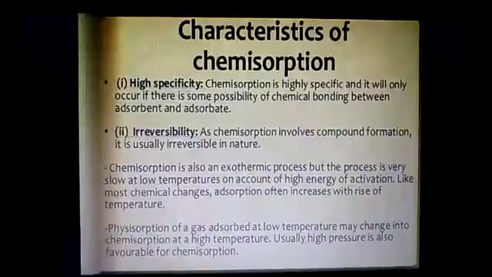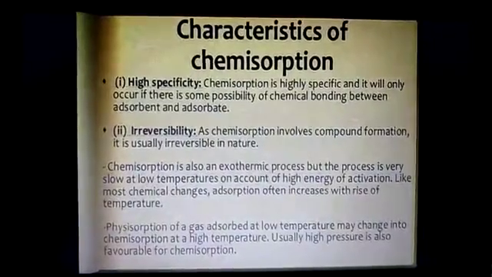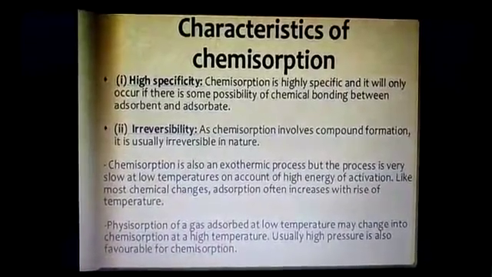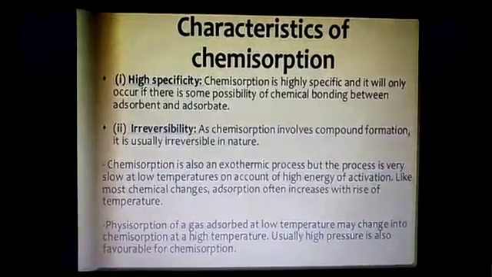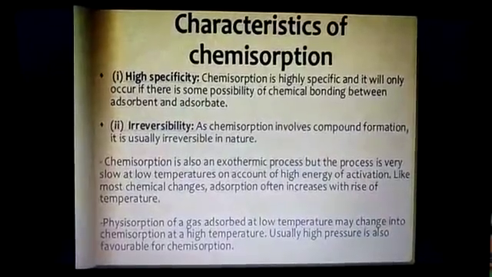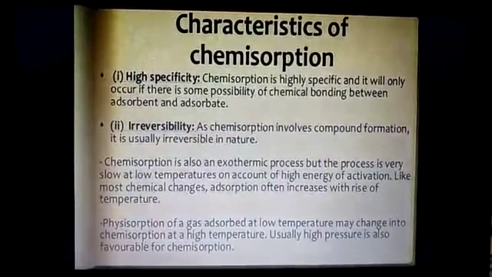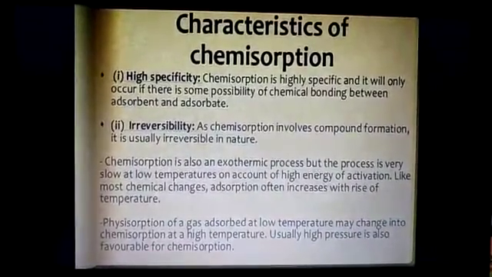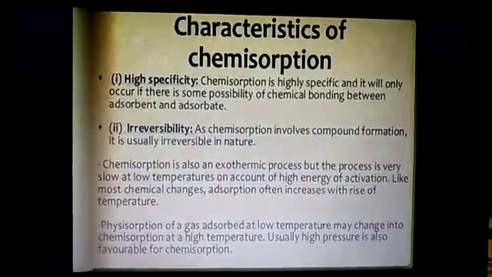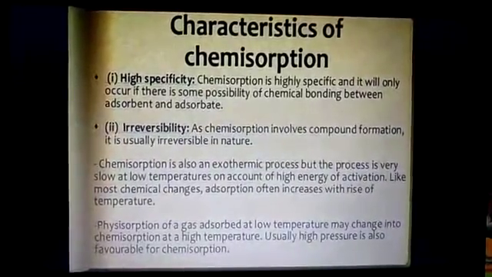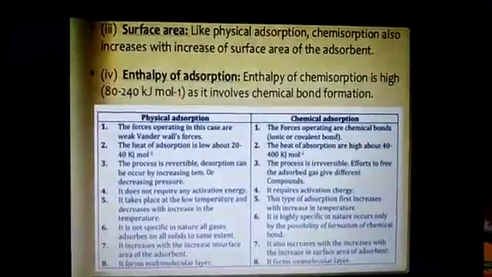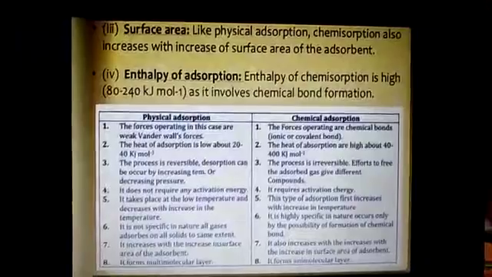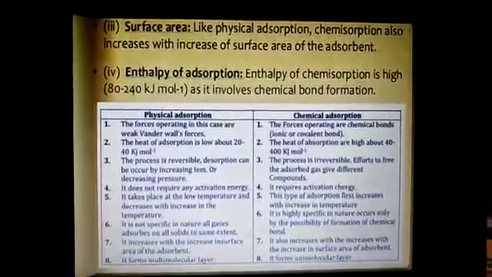Chemisorption is also an exothermic process, but the process is very slow at low temperature on account of a high energy of activation. Like most chemical changes, adsorption often increases with rise in temperature. Physisorption of a gas adsorbed at low temperature may change into chemisorption at a high temperature. Usually high pressure is also favorable for chemisorption. Now, the surface area: like physical adsorption, chemisorption also increases with the increase in surface area.